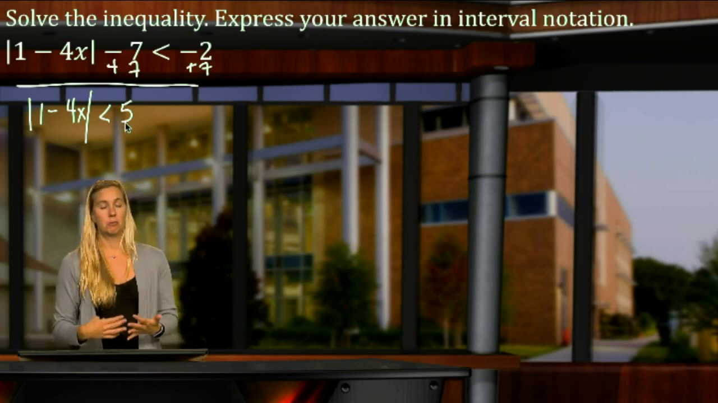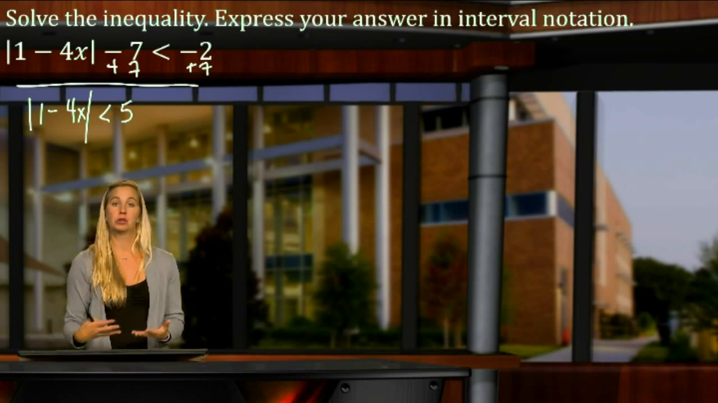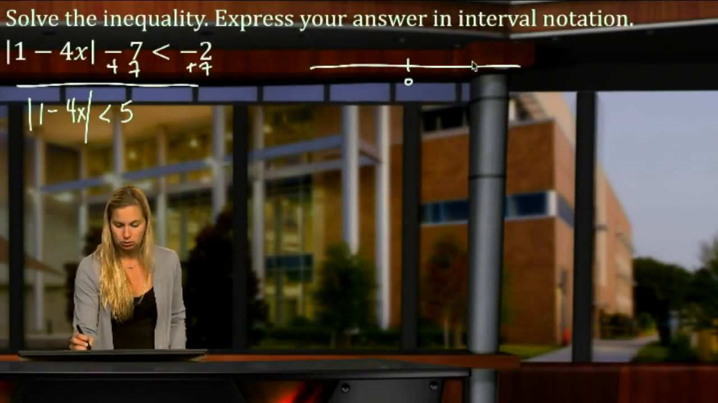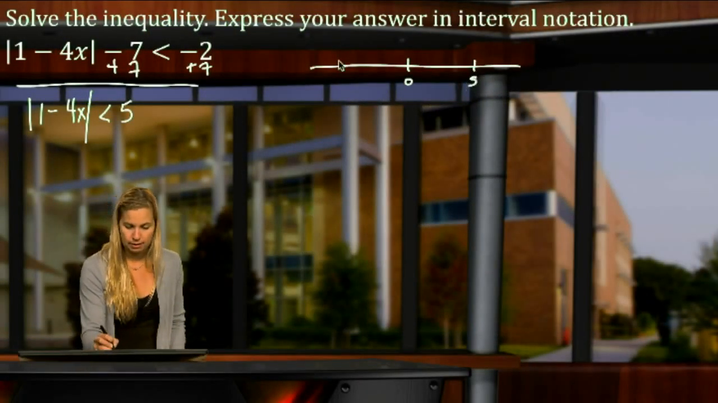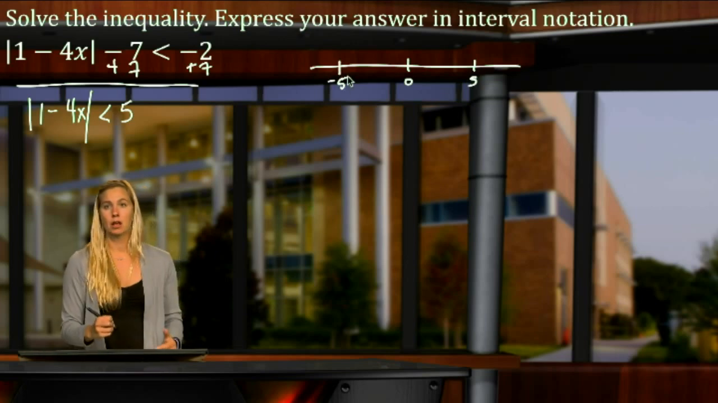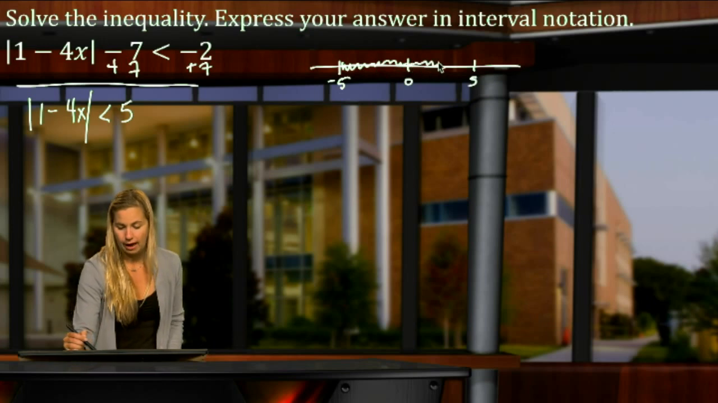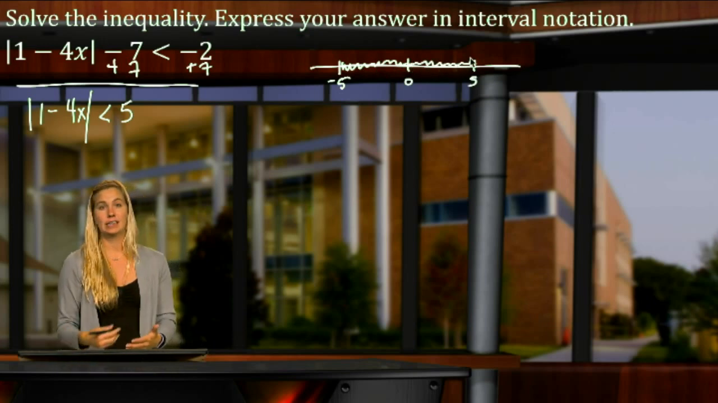So now we want to talk more about the definition of absolute value. We're talking about a distance. What this statement says is that the distance of that thing inside the parentheses is fewer than 5 units from 0. So what are we referring to? If I set up a number line, here's 0. We've got positive 5 and negative 5 marked. Every value between negative 5 and 5 has a distance that is fewer than 5 units from 0.